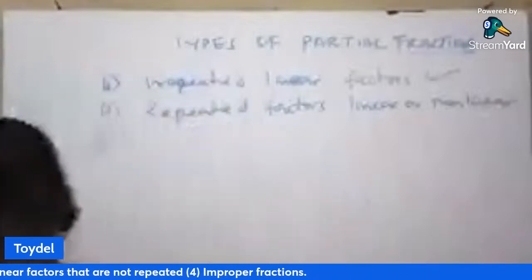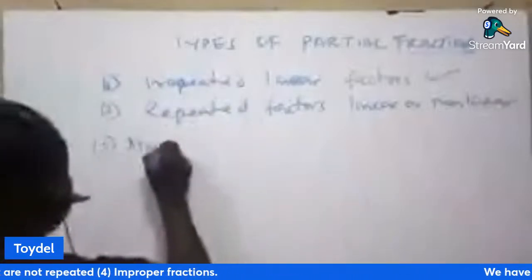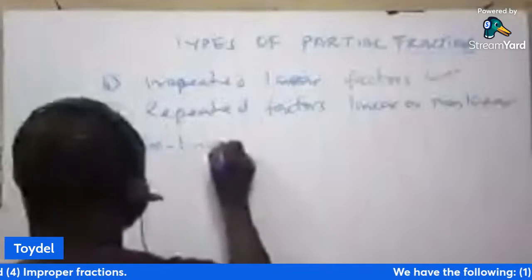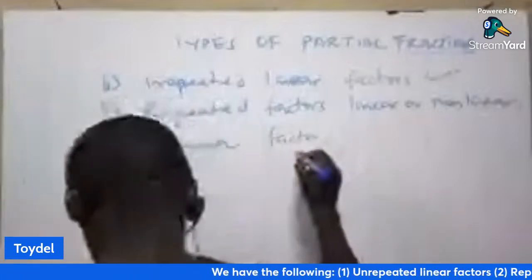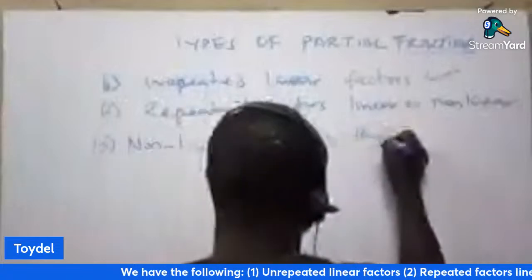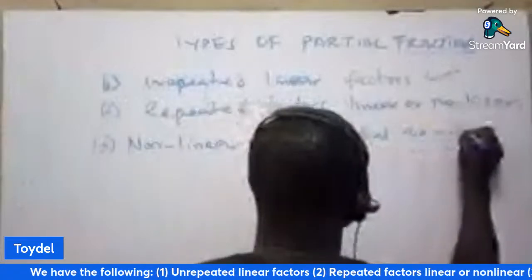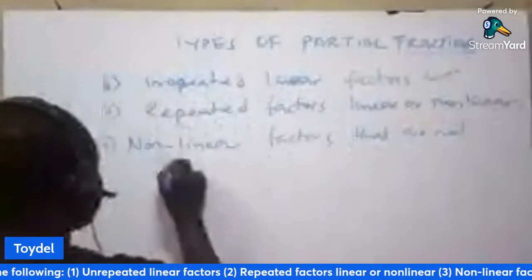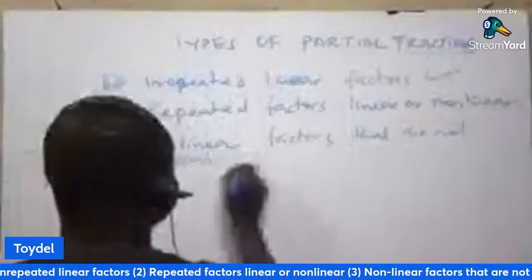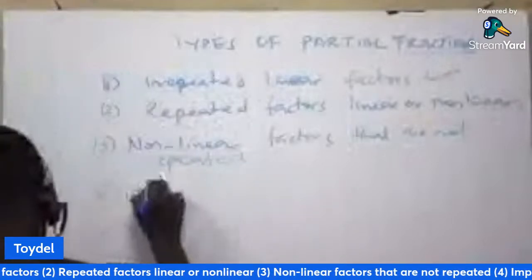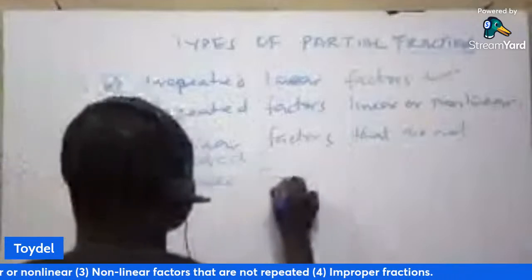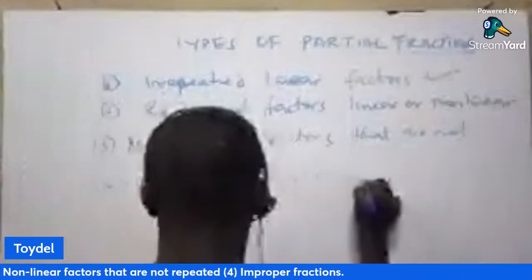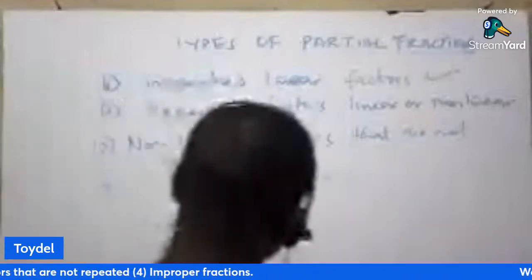Then the third one is non-linear factors that are not repeated. Then the last one is when we have an improper fraction. I will try and give one example each on these.